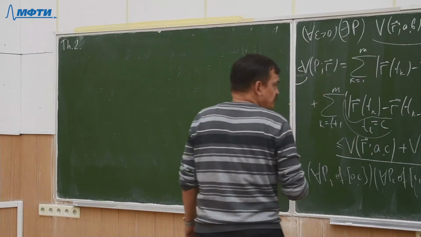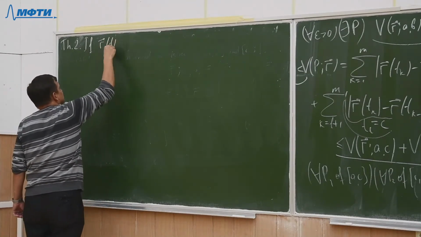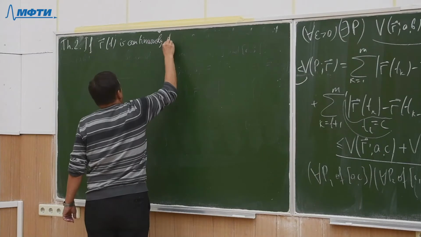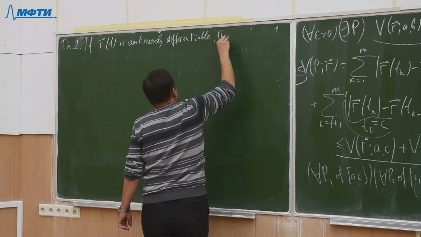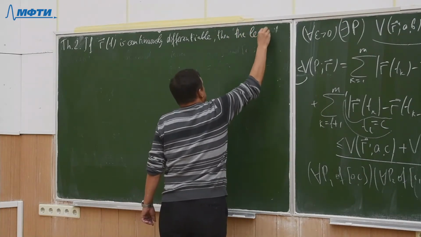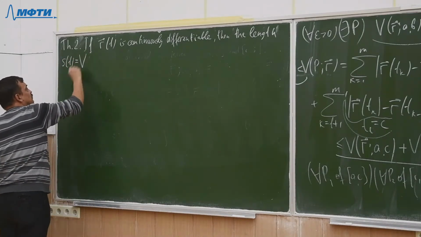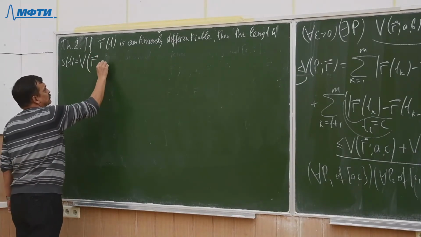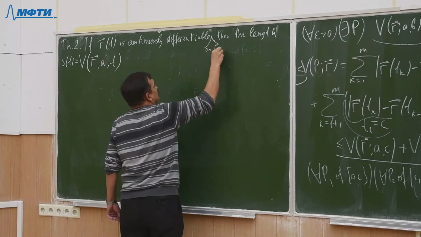Yeah, let it be for the case of a continuously differentiable curve. If r of t is continuously differentiable, then the length S of t equals the total variation of our function r on 0, not differentiable on a t, differentiable on a b. I forgot to indicate the interval a b.